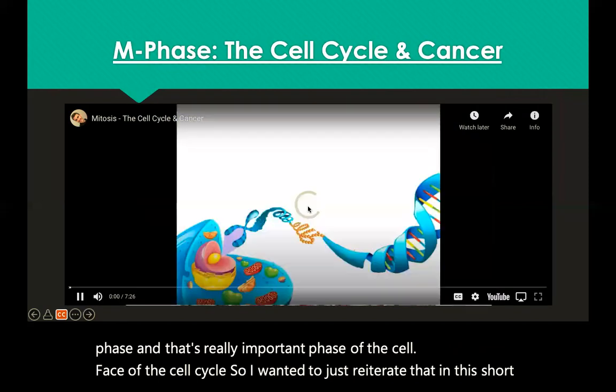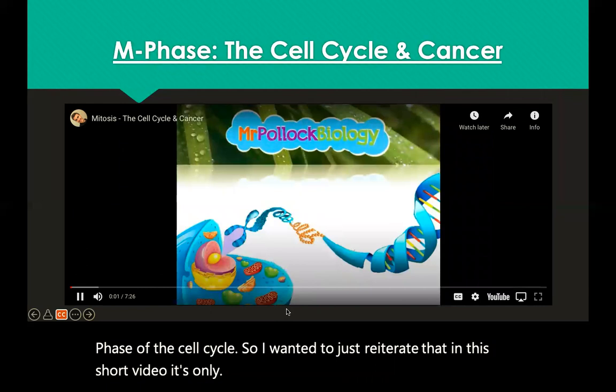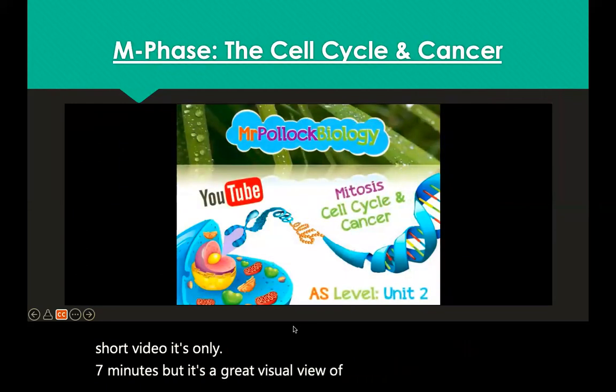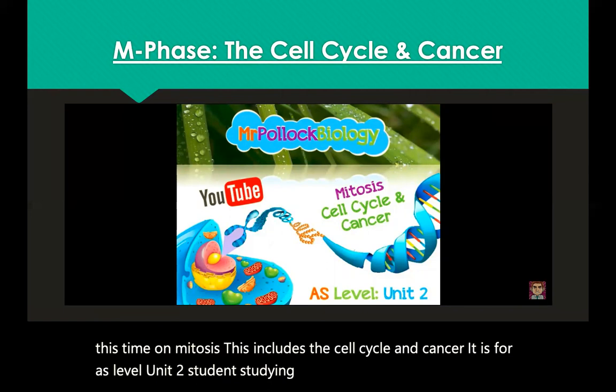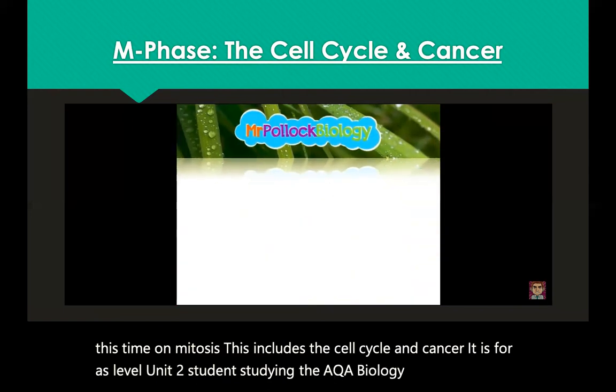It's only 7 minutes, but it's a great visual review of it. Hi guys, it's Mr. Polybiology here with another much requested video, this time on mitosis. This includes the cell cycle and cancer. This is for AS level Unit 2 students studying the AQA biology spec. Here's our objectives for this little video.